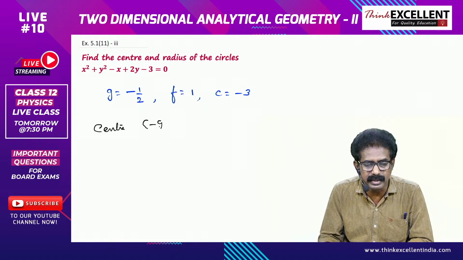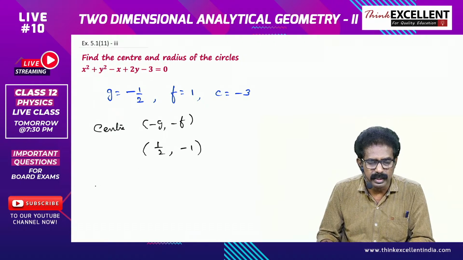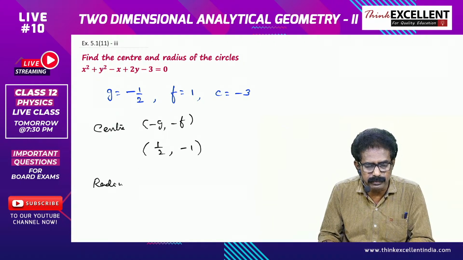Center formula: minus G, minus F. So minus G, minus minus becomes plus. Right? So 1 by 2, minus F, so it is minus 1. Next you have to find what? Radius. Just learn the formula, it is mere application of the formula.